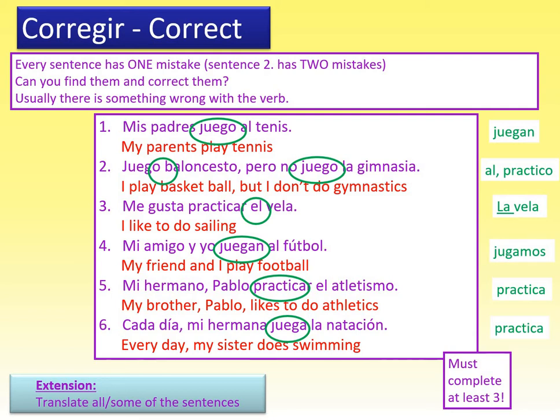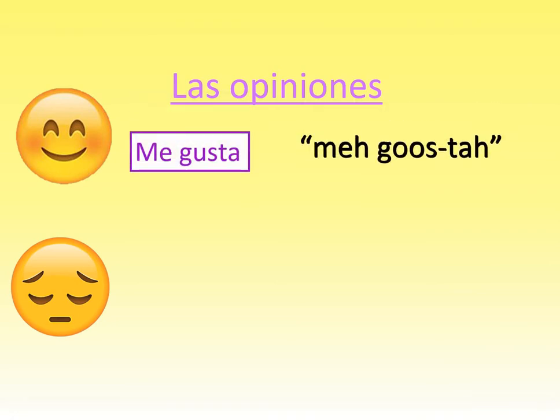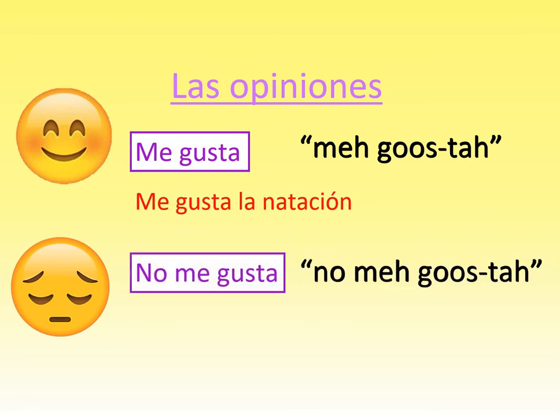It's tricky finding the mistake because you've got to get used to your verb endings, and that's a very GCSE level thing. So well done if you found some of those. Okay, let's just recap a couple of opinions. Don't forget me gusta, I like. For example, me gusta la natación, I like swimming. No me gusta, I don't like.